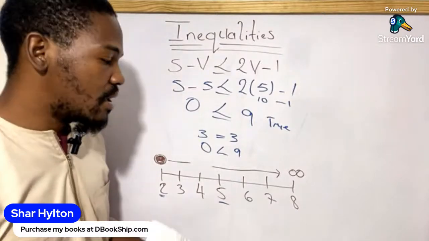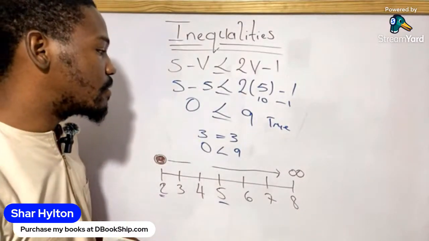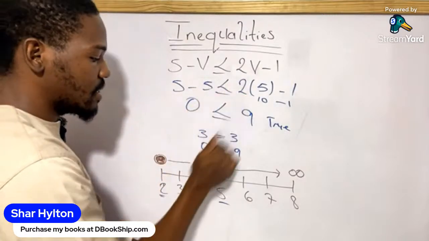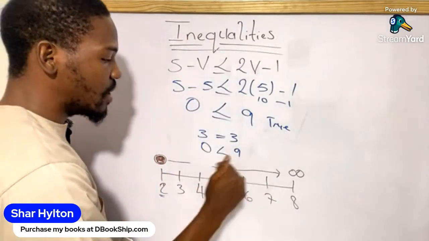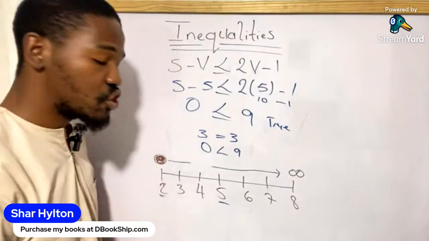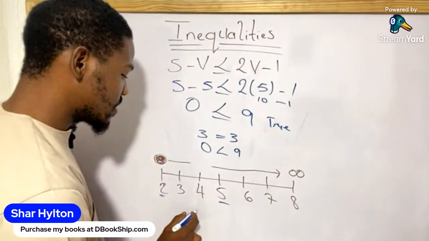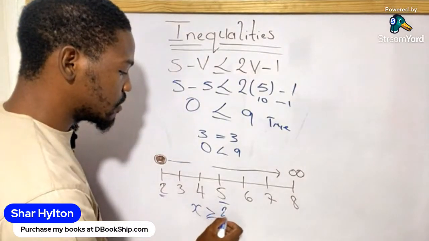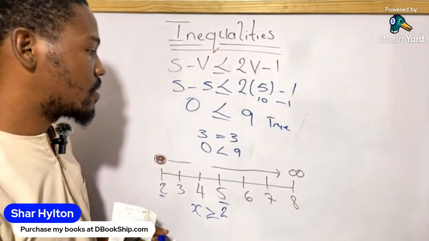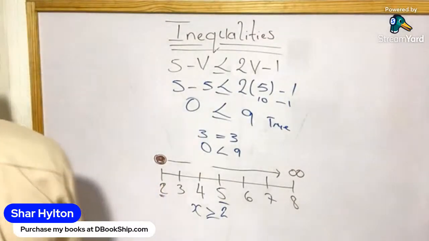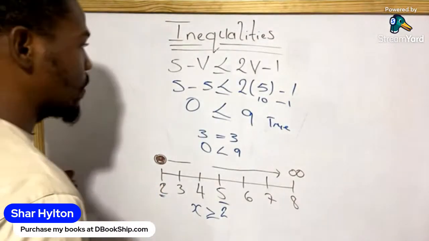And that's the idea of testing. That is how we actually test to see if this range of values is true. So we can see that it is true that v is therefore greater than or equal to 2. So that is how we work that one out.